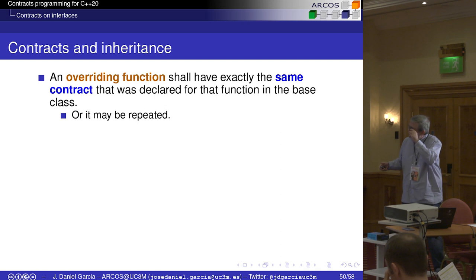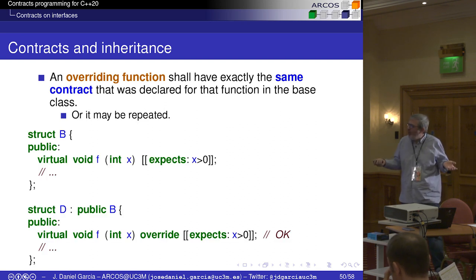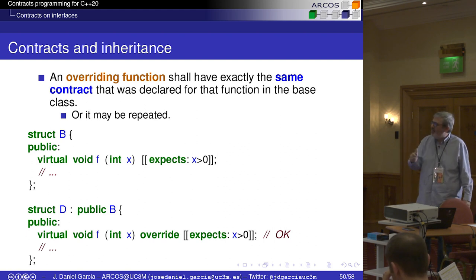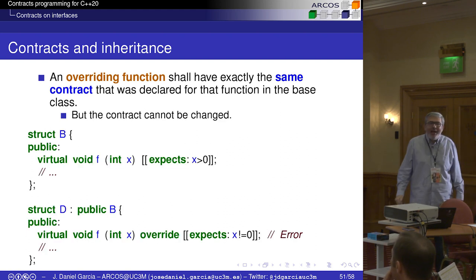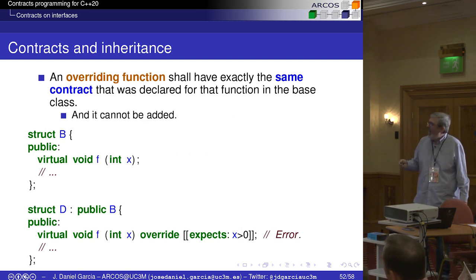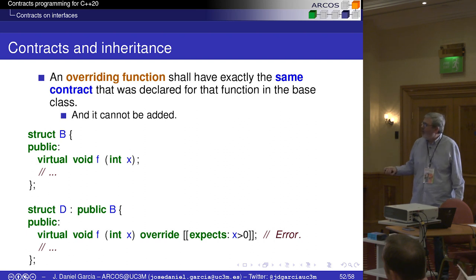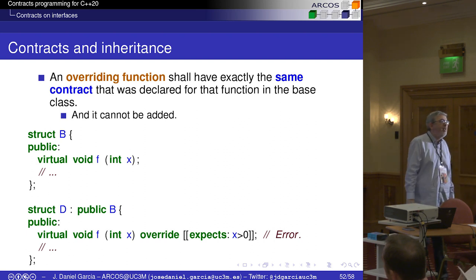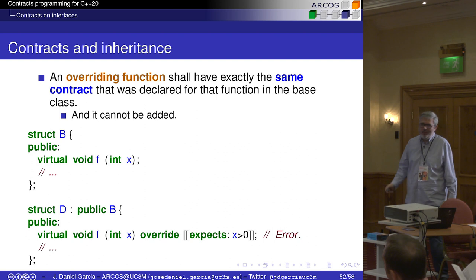Now, I may repeat the contract, no problem. I can repeat explicitly the contract. But I cannot change the contract. This is an error. And I cannot add a contract to a function that didn't have a contract in the base class.